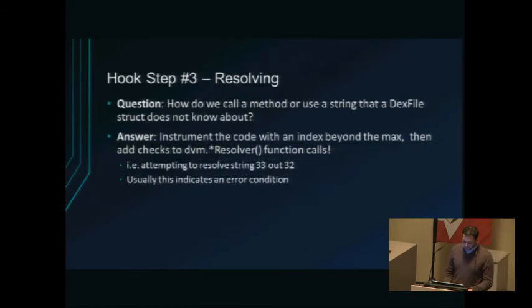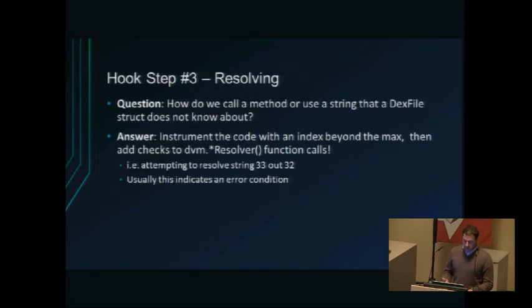And instead of treating it as an error condition, we can manually resolve the string at this point. So we're going to say string 33 is this string that we've injected into the DVM. Then when the code executes, it goes, oh, I know about string 33, and it just puts it in there, and it's good. We can do the same thing for methods, too.